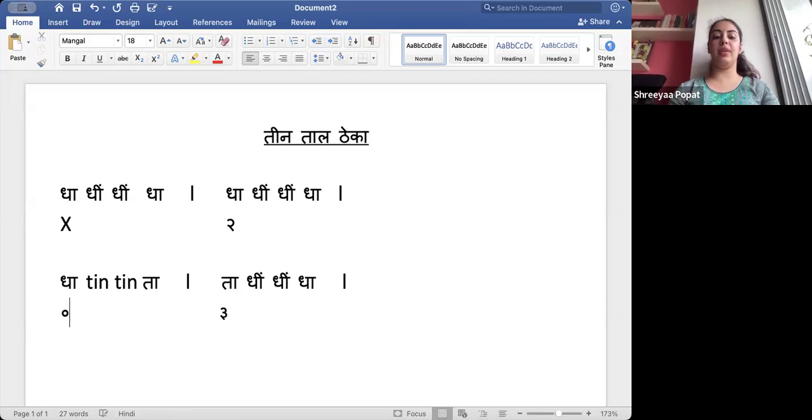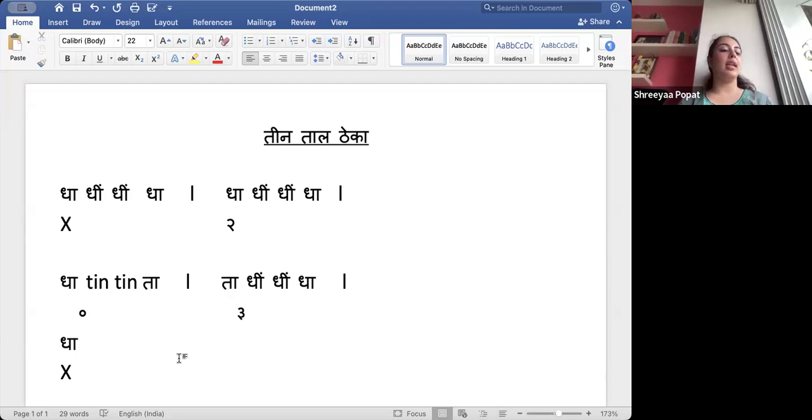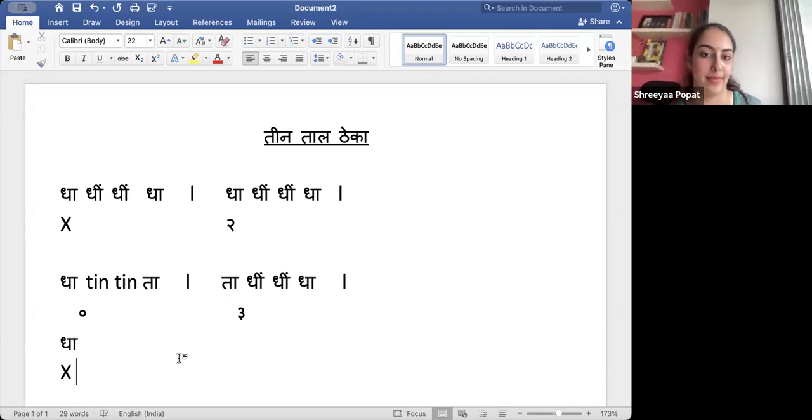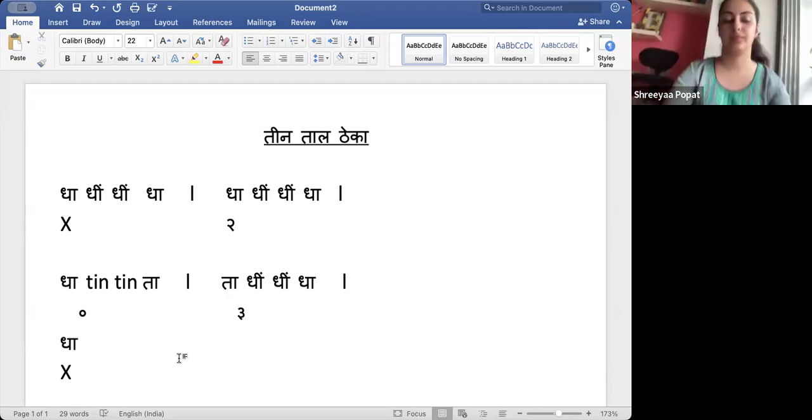And the last step will be, how do you know whether the tal is completed or there are more syllables? We still don't know. So it is important that we show the first beat again. So we write dha again and we write a cross under it to show that the cycle has completed. It started on dha and ended on dha. If you don't write this, it is still open-ended, that there may be more syllables after ta, dhin, dhin, dha. Is this clear?